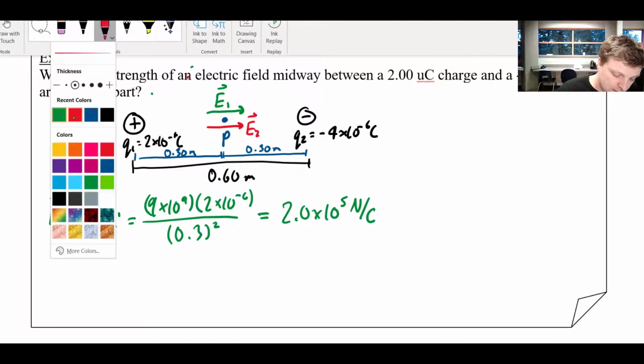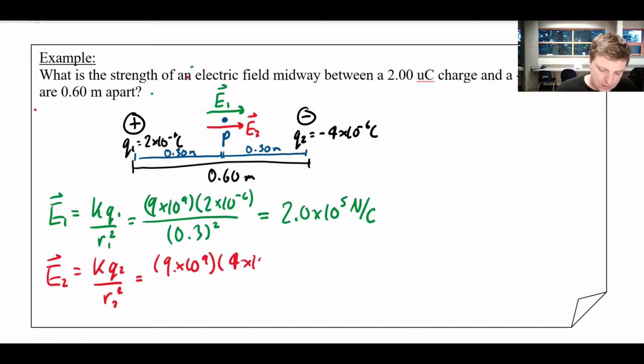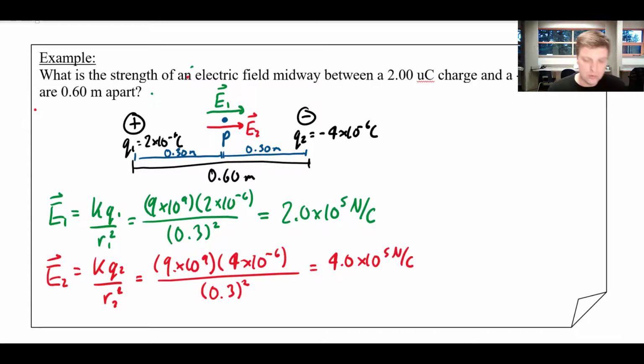When I solve for E2, that's K times Q2 divided by R2 squared. And so that's going to be 9 times 10 to the 9 multiplied by 4 times 10 to the negative 6, all divided by 0.3, and again squared. And so this is going to be 4.0 times 10 to the 5 newtons per coulomb. And you'll note again that I didn't use the negative sign in my charge because I already figured out the direction of the field by looking at this picture. I already figured out that both those fields are going to be going to the right.